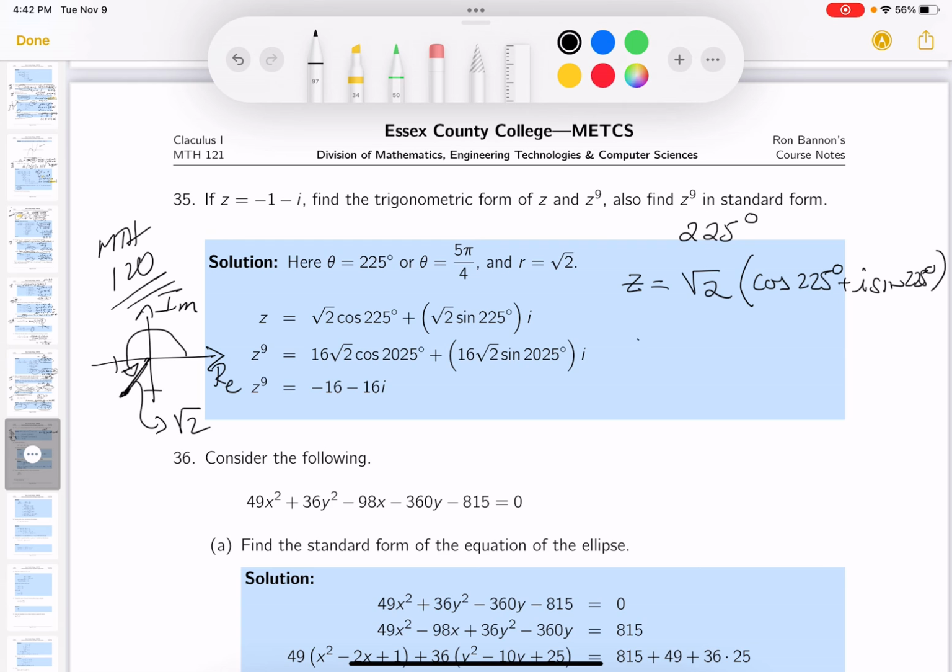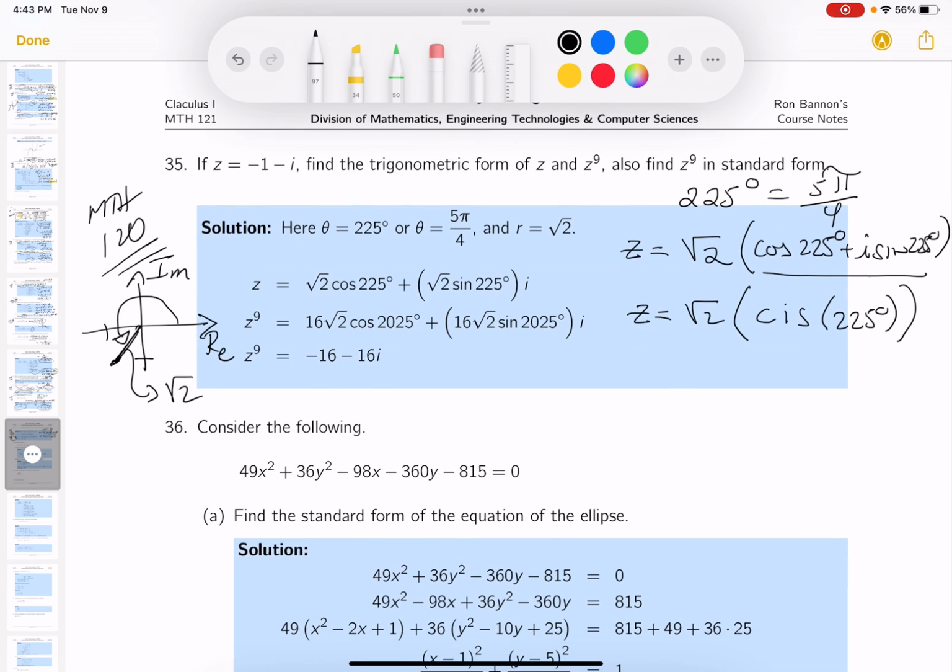You could also write down what's in radian measure, which we would prefer to see. And what's that going to be? That'll be 5 pi over 4. I want to point out, this thing is written so often that some people abbreviate it CIS. And what does it stand for? Cosine plus i sine. What angle is it? It's 225 degrees. Let me go back to 225 degrees. This is the same thing as 5 pi over 4. And you should be able to do that quickly. What else do they ask for?